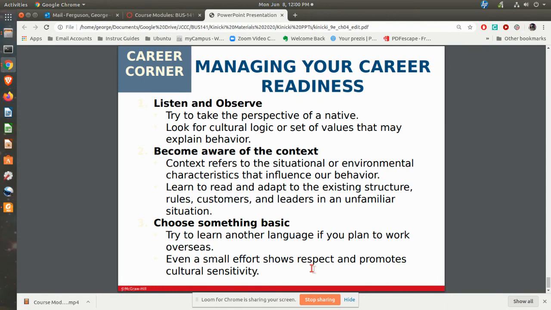Those are some of the key points from the chapter. If you have questions, let me know.